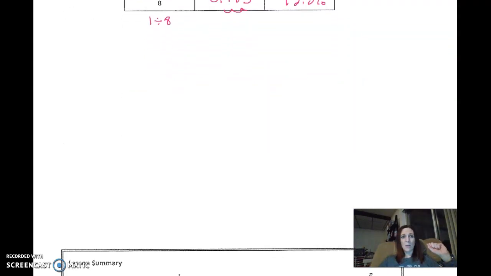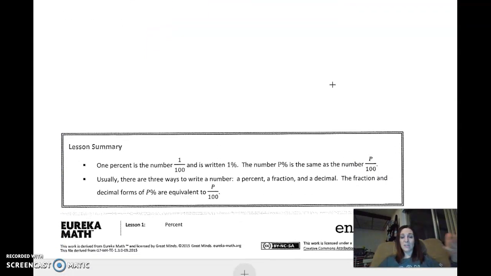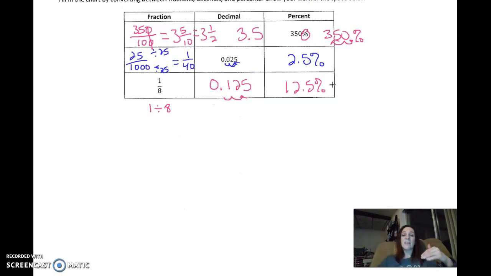All right, so percent, okay? Percent means per hundred. There's 3 ways of writing a number: percent, a fraction, or decimal. And remember that percent means part out of 100. Okay, so when we write it like we did here, percent, fraction, decimal, these are all equal or equivalent ways of writing the same number.